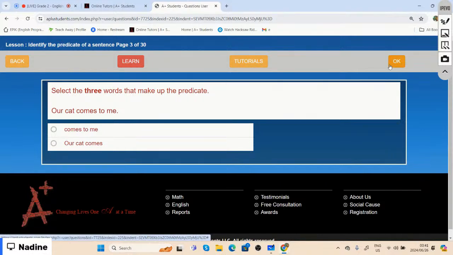All right, let's try again. We need to select three words that make up our predicate. Three words. It says, our cat comes to me. What is the cat doing? That is the question that you ask yourself. What is the cat doing? Do we say option one, comes to me, or option two, our cat comes?